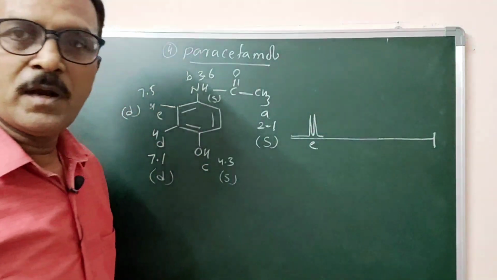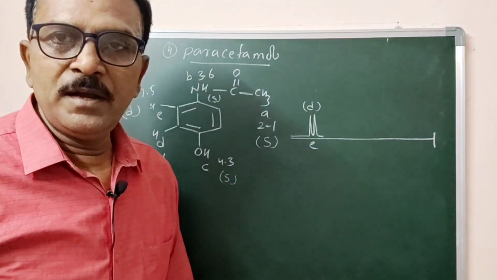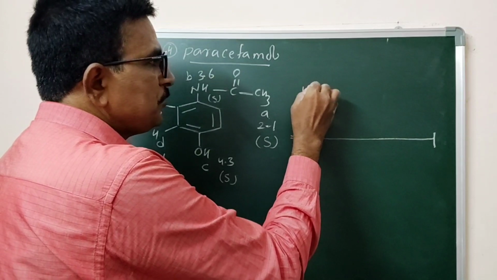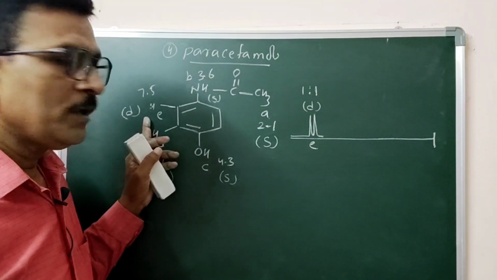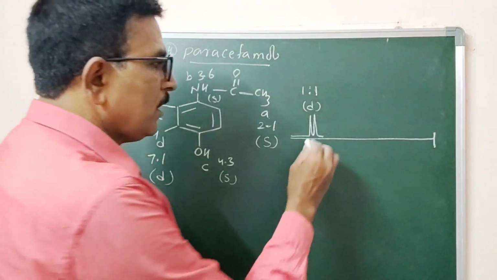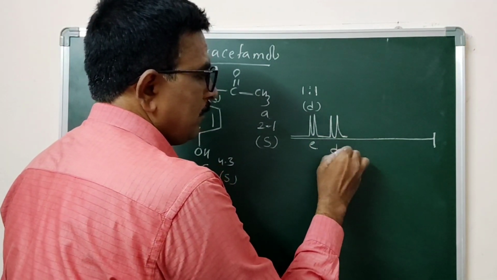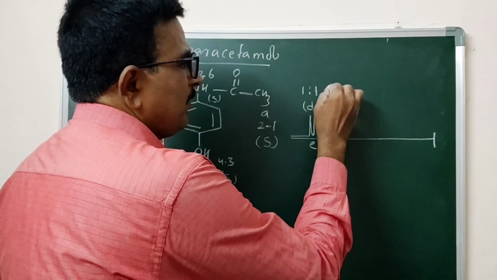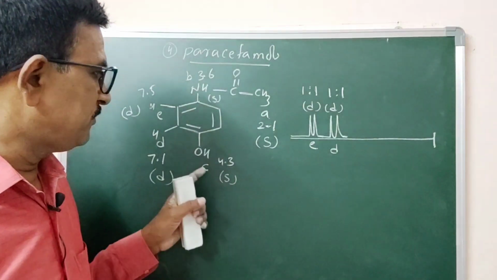This is E proton, a doublet. When the signal multiplicity is a doublet, the intensity ratio is 1:1. Now coming to D proton. D proton also appears as a doublet, with a 1:1 intensity ratio of 2 lines.